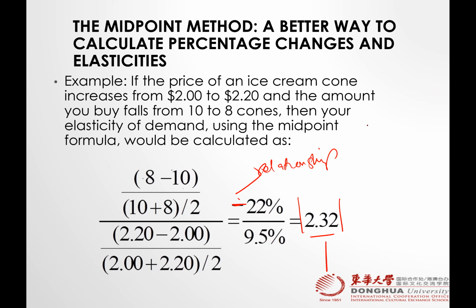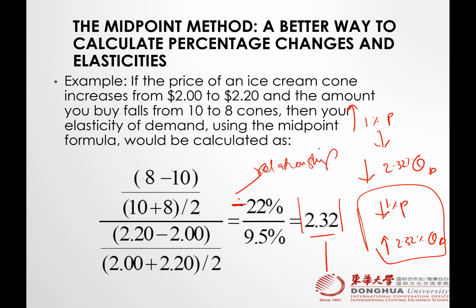So how are we going to interpret this 2.32? It means if you change price by 1%, if you increase the price, your quantity will decrease by 2.32%. Or vice versa, if you decrease your price by 1%, your quantity demanded will increase by 2.32%. Right? So this is how it puts meaningful information, the quantitative perspective of the market forces of demand and supply.